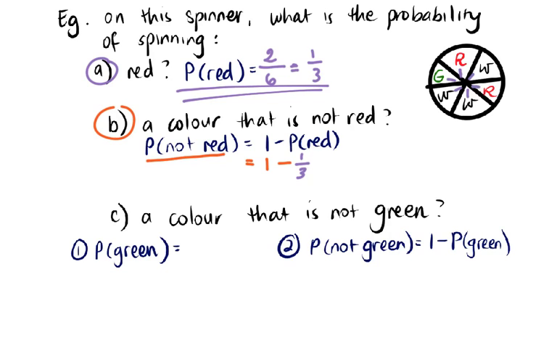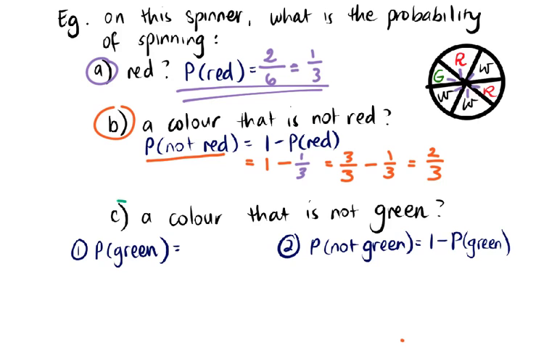So when we're subtracting fractions from a whole number, what we're going to do is change this whole number into a fraction with the same denominator as the fraction that we're subtracting. So 1 could be rewritten as 3 over 3. So 3 over 3 is 1 whole, but when we now subtract our 1/3, we're able to do that because they both have the same denominator. So 3 minus 1 equals 2/3. So the probability of not landing on red is 2/3.